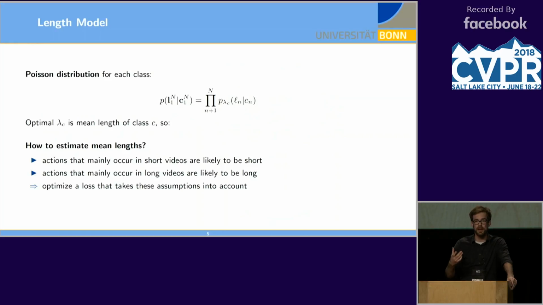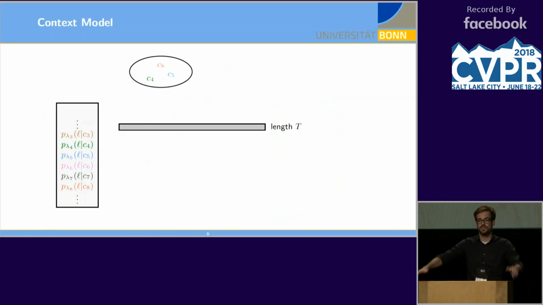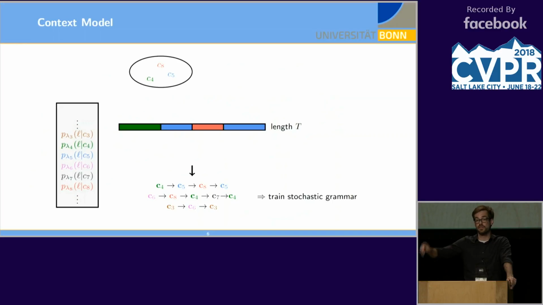We still need some part that gives us information over action context, meaning over the ordering in which the actions occur in the video. Again, we have no training data for this. We have no ground truth information. So what we essentially do is we take the action set of a training video and sample an action. We already have our length model that is estimated, so we can also sample a length. And we can essentially do this for the complete video until we reach the complete video length. So we get a kind of sampled, ordered action sequence. And we can do this multiple times for all our training videos. We get a whole bunch of these sequences and train a stochastic grammar with this.